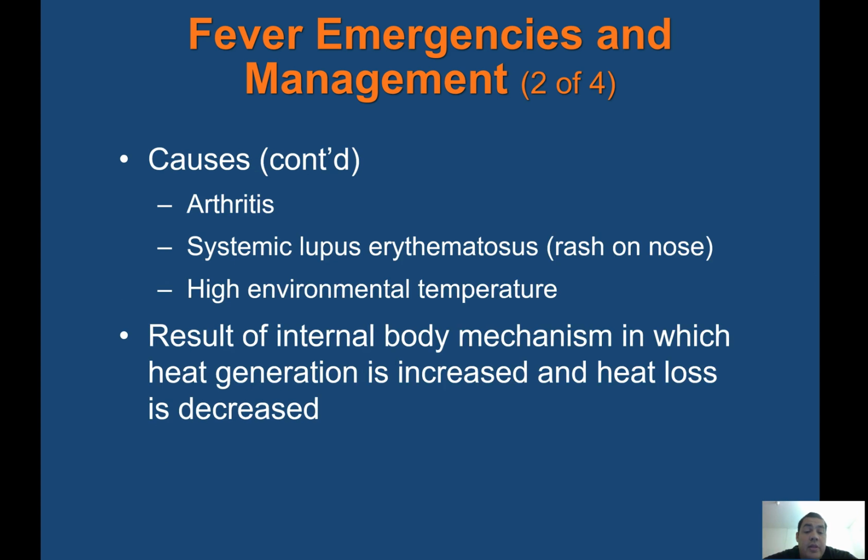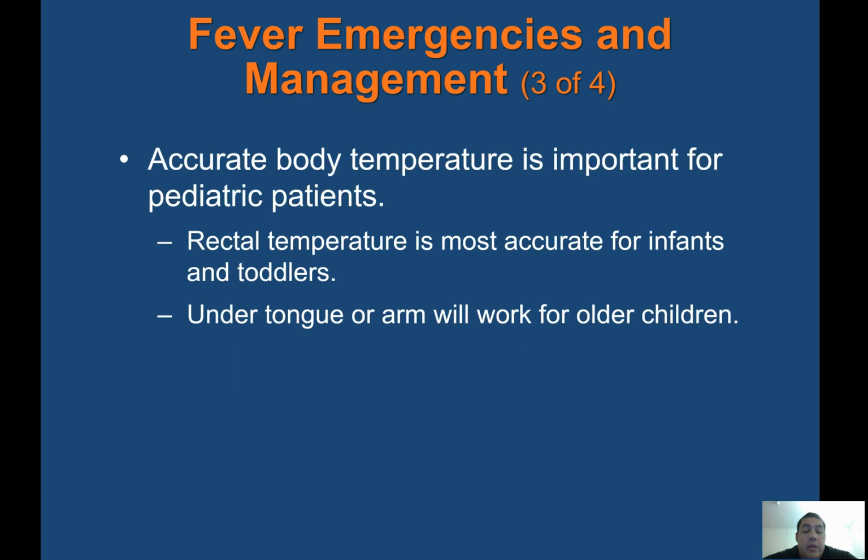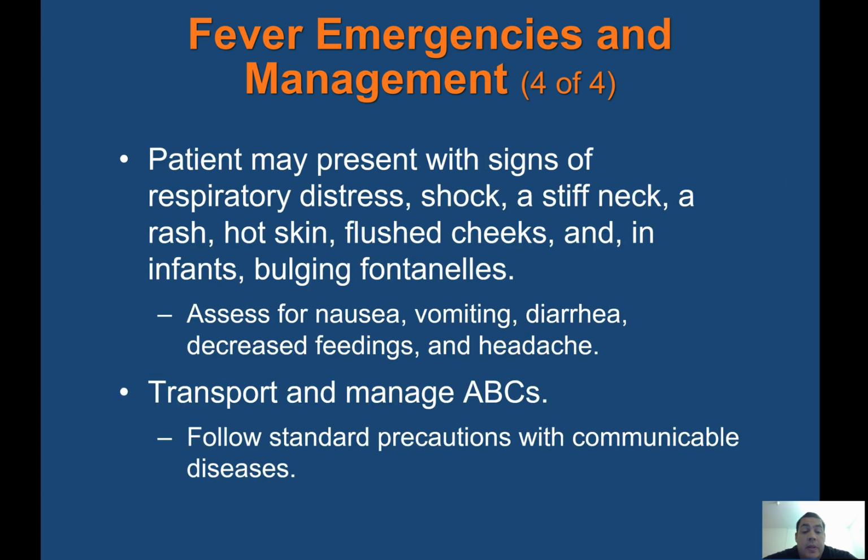Other causes include arthritis, systemic lupus, and higher environmental temperature. Fever is the result of an internal body mechanism in which heat generation is increased and heat loss is decreased. Accurate body temperature is important for pediatric patients. Rectal temperature is most accurate for infants and toddlers. Under the tongue or arm will work for older children.